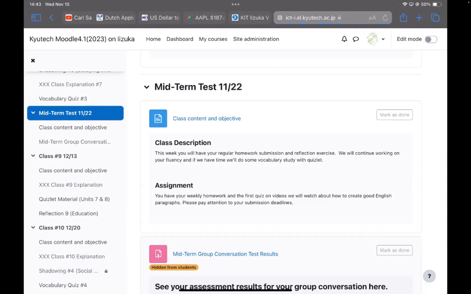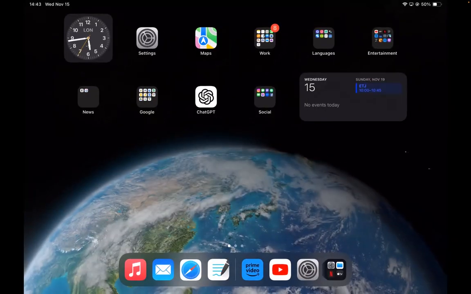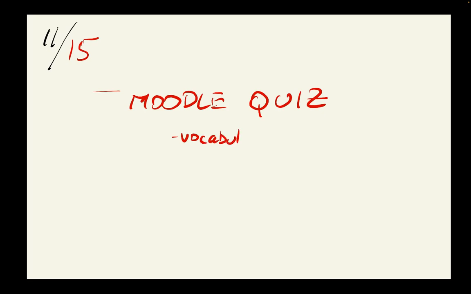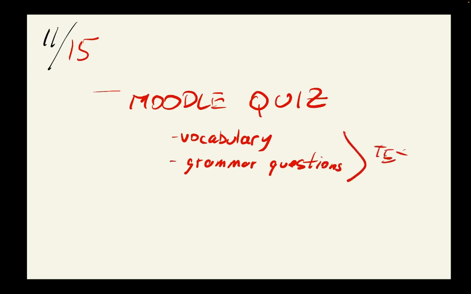Now, there are a lot of things that we could do on the test, and I'll just look at them really quickly. We could do just basically a Moodle quiz. And a Moodle quiz, as you've already done in classes with me or in other classes, will have vocabulary questions. You can have some grammar questions that are based on what we actually did in the textbook. So that wouldn't be hard for me to make. I could make that within a couple of days.